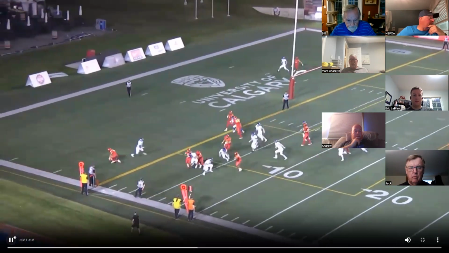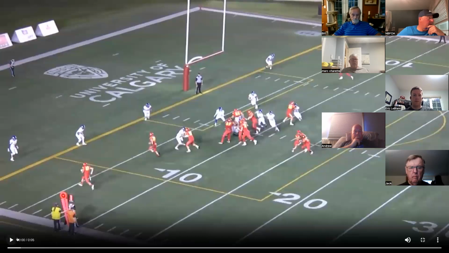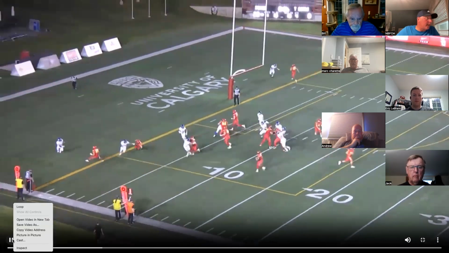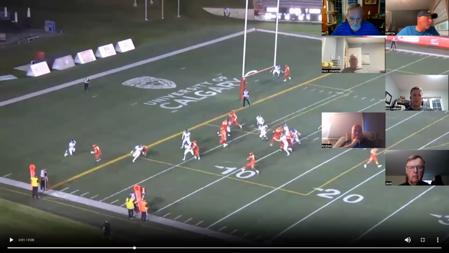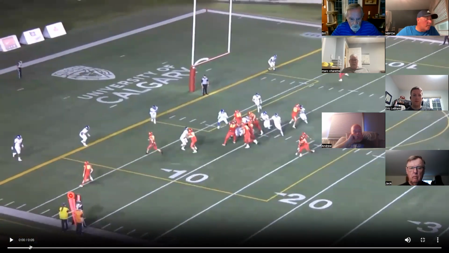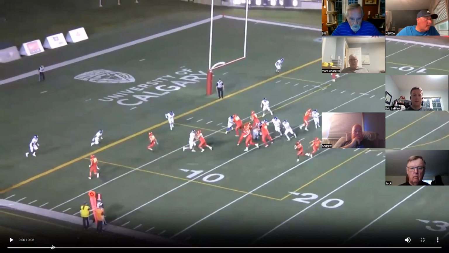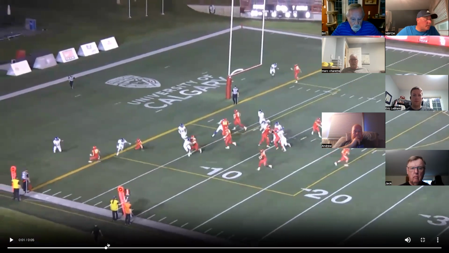So I just want to back this up right here. Right here, we've got no holding because he's blocking. You're allowed to have your hands inside, grabbing and pushing a guy forward. If there's any question, it's right there. And he goes to the ground because that other receiver's coming back and hits him. Not like a blindside, but he's coming back, right?